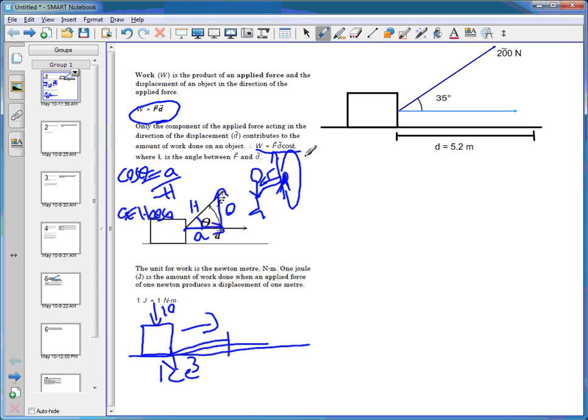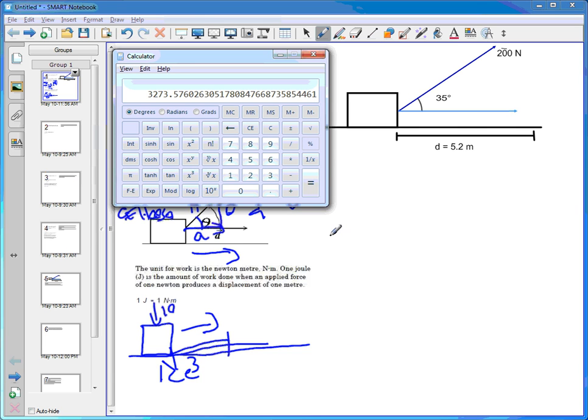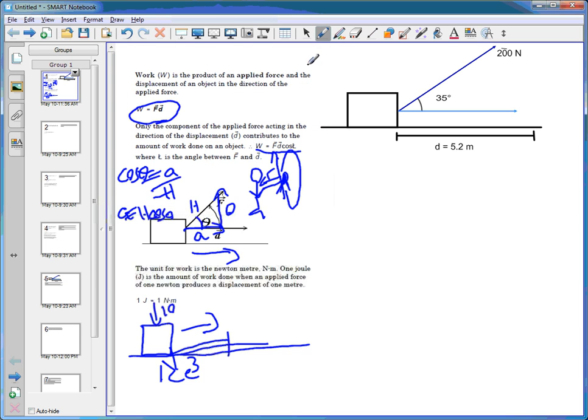Now, if theta is 0, in other words, the force is in the same direction, well, let's grab a calculator. Cos of 0 is 1. So in other words, you're not changing it at all, right? Because F cos theta, if theta is 0, is F times 1, which is just F. Therefore, the entire force is in the same direction as the component, and you don't have to worry about putting the cos theta in.